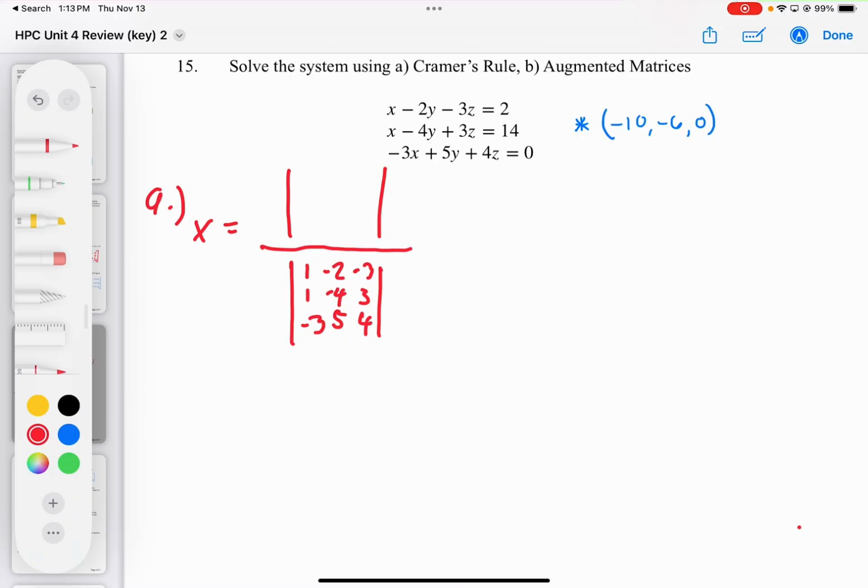Yeah, it's like a specific thing on the end. Replace the column of the variable that we're solving for with what? The answer, the constants, the solution. So the value is all the way to the right. So I'm solving for x. So then vertically, I'm going to put 2, 14, 0, and then the rest of my values stay the same.